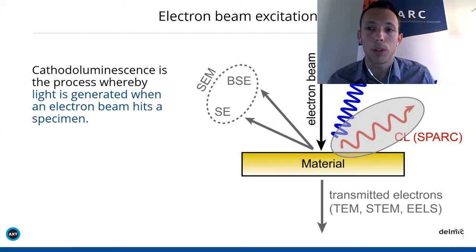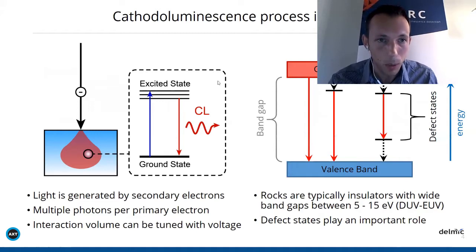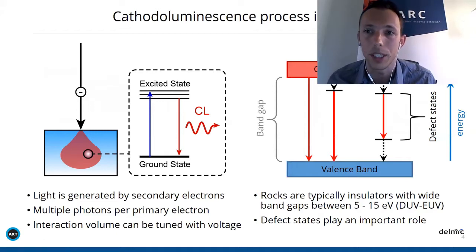And I briefly want to explain how the cathodoluminescence process works in rocks, because I think it's useful to have a little bit of background in that direction. When your electron beam hits your material, it starts to decelerate inside of that material, and there are a lot of collisions with that material where the electron transfers energy.